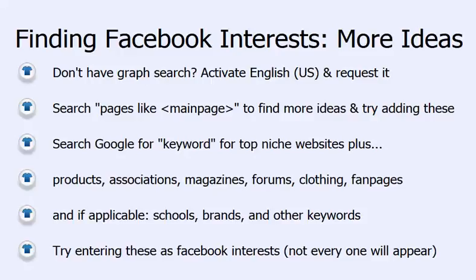It's really fun. If you're in the US, you probably already have it. If you're not in the US, you probably will have to request it. The way to do that is to change your language to English US, and then just Google graph search, click on the first result for Facebook graph search, and you'll have to request an invite. Do it, and you'll probably get access within a couple of days. But don't worry about graph search too much.